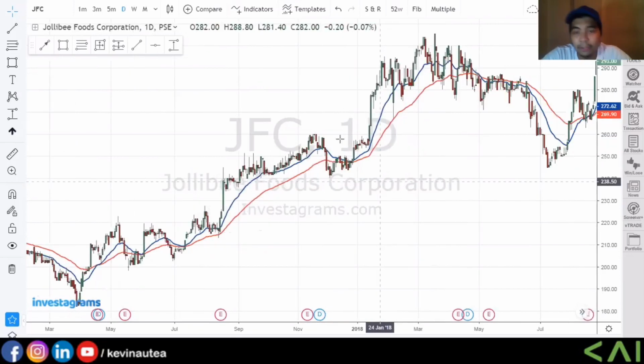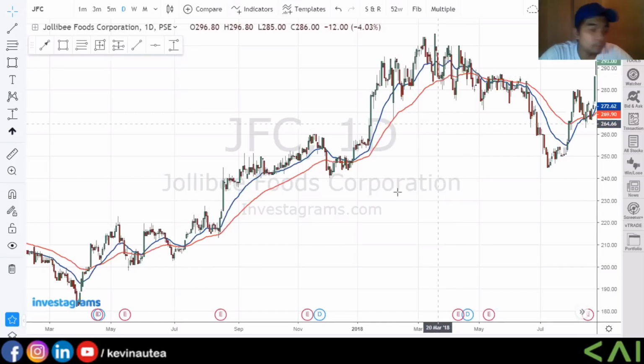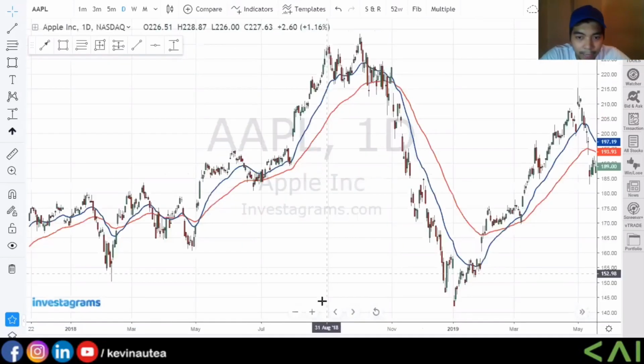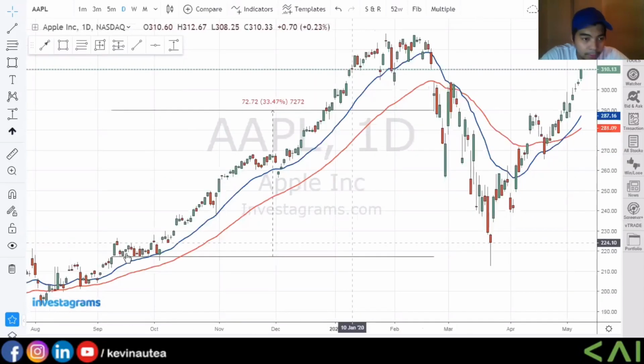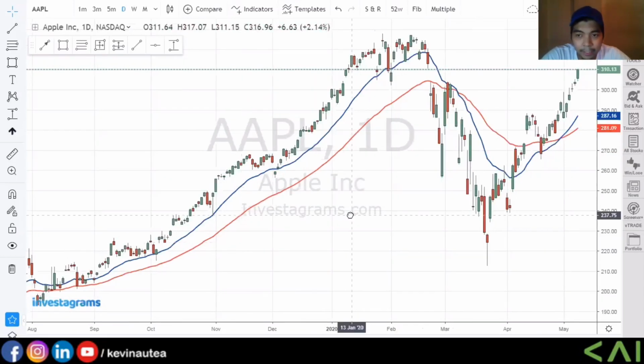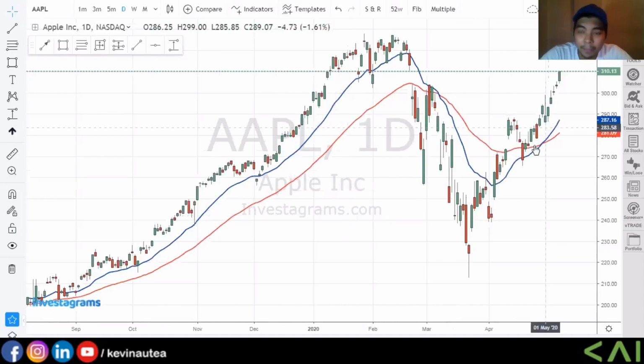As you can see on this part, it is quite confusing which direction the price will be going. So maybe you can take profit at this area because it's already hitting the 50 day moving average. All right, let's try international companies. We have here Apple. For Apple, it's very noticeable. As you can see, the 20 EMA crossed above the 50 EMA already. So what we can expect is the stock will continue to go up.